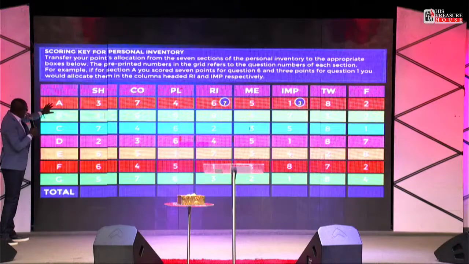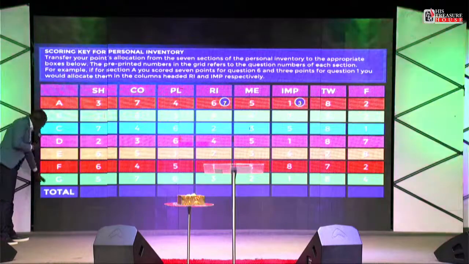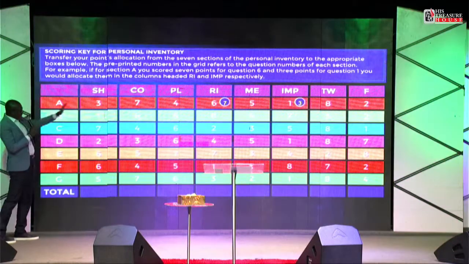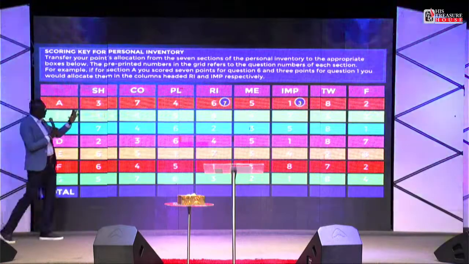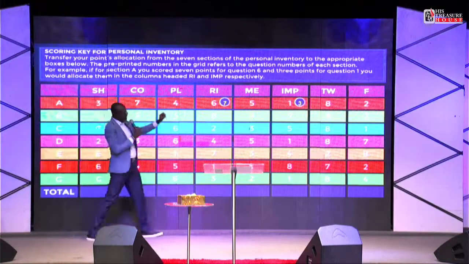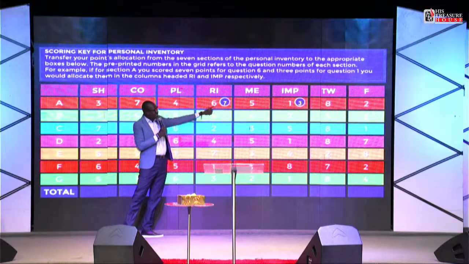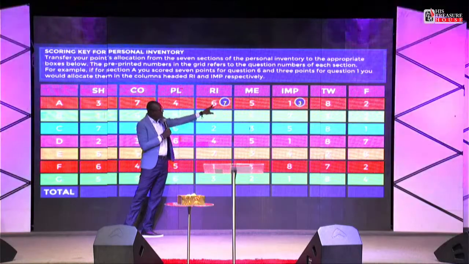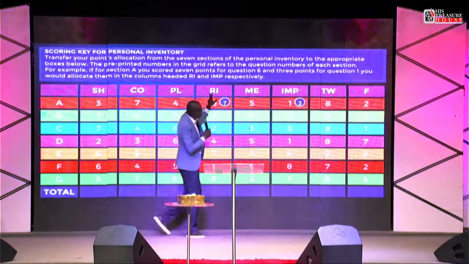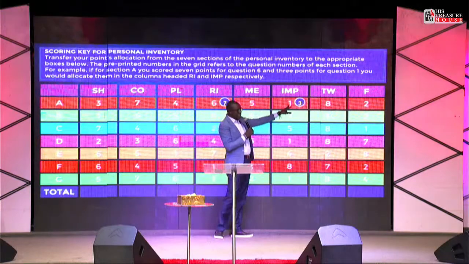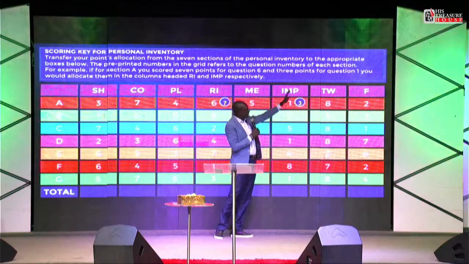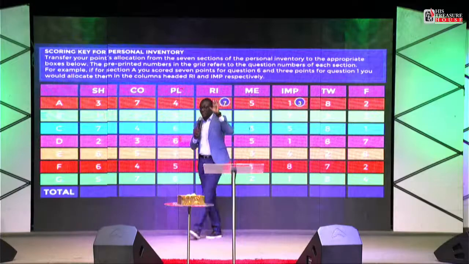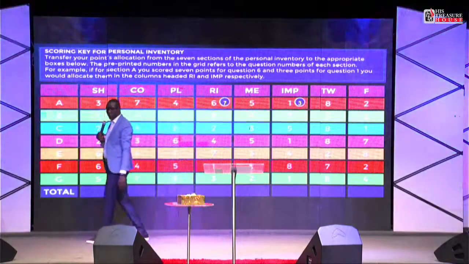So section A, B, C, D, E, F, G. You do the same. So here the person chose, for example, statement 6 and gave it 7 points. So you write your 7 beside statement 6, which is under RI. And statement 1, he gave it 3 points under. Do we understand that? Let's do that quickly.